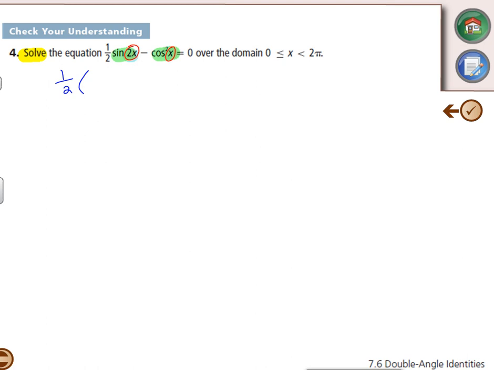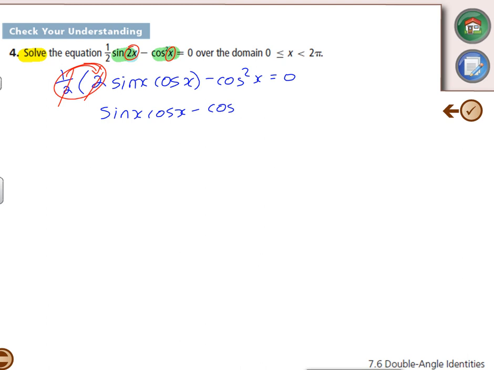Sine 2x, that's 2 sine x cos x minus cos squared x equals 0. Let's clean it up. Those two are going to cancel each other off. We're just going to get left with sine x cos x minus cos squared x equals 0. We equate to 0 and we factor. We've got a quadratic there. Equate to 0 and factor every time. It is equated to 0.